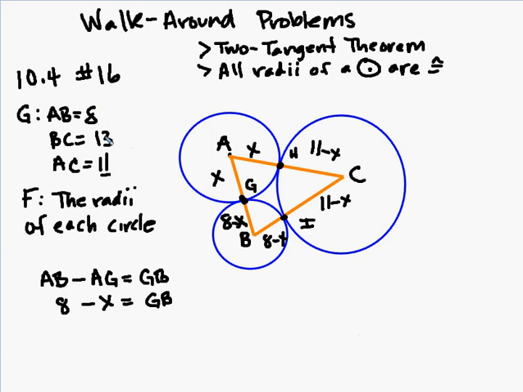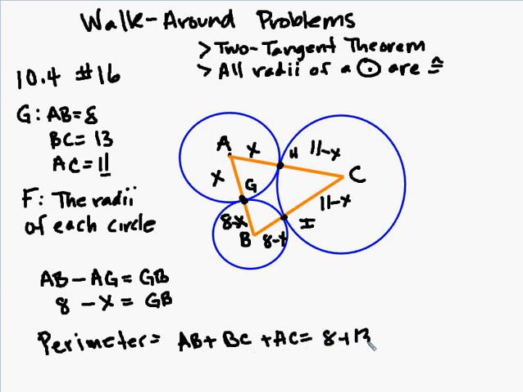I'm given that AB is 8, BC is 13, and AC is 11. So I know that my perimeter is equal to the sum of those three values. The perimeter is equal to AB plus BC plus AC, which is equal to 8 plus 13 plus 11, which is equal to 32.